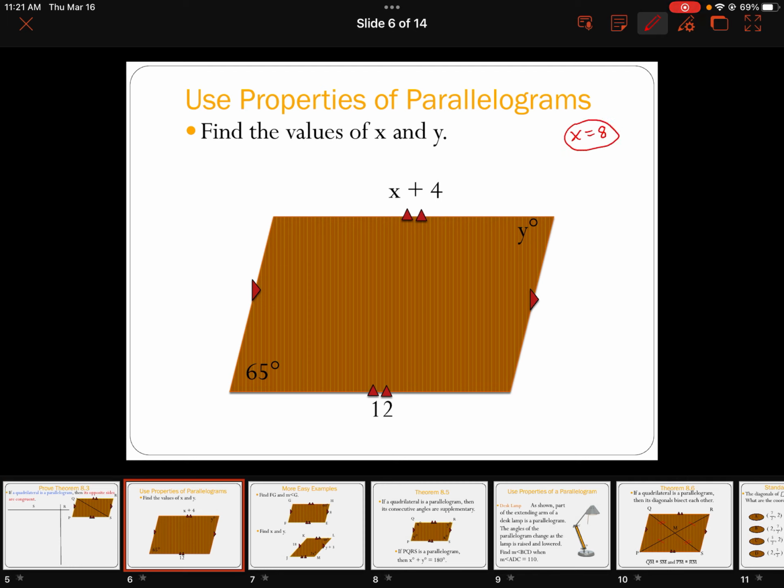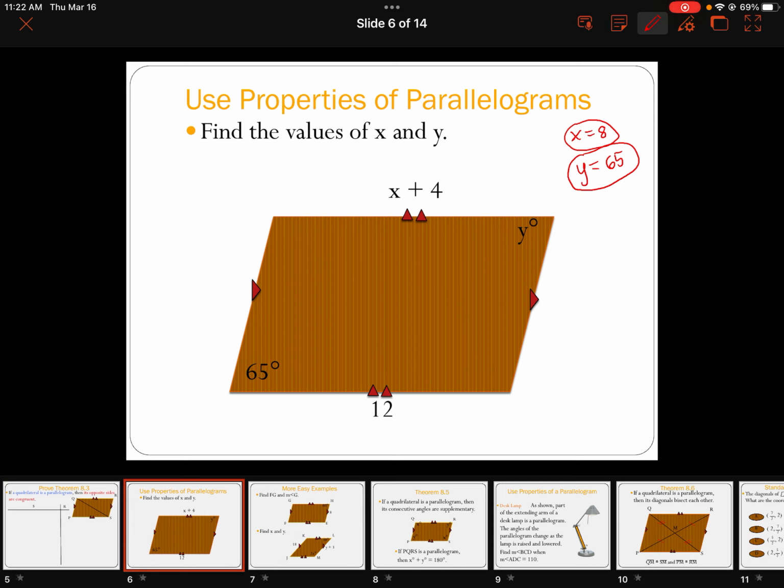That should make sense then that x is 8. Now we don't know anything about the left side and the right side, and that's okay. We need to find y. Notice how the angle on the bottom left is 65 degrees. Its opposite angle would be the angle in the top right. That's the angle that's got the y there. So that's got to be 65.